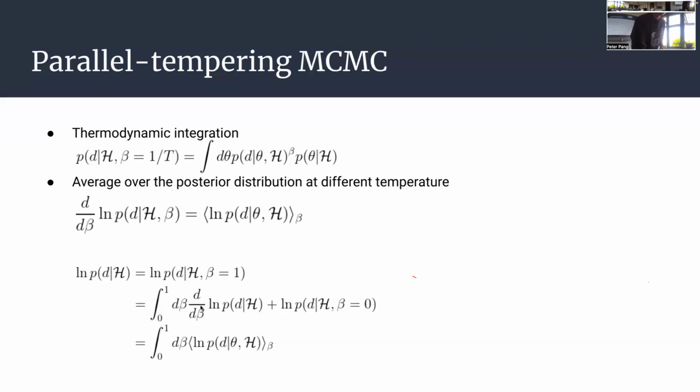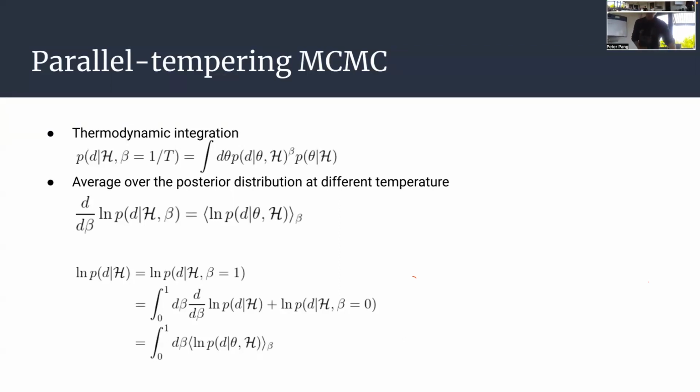And then with some tricks, you can see that the evidence itself can be calculated with an integral. In that case, if you have multiple temperature chains uniform in beta, you can calculate the sample average of this log likelihood across the different chains. You integrate it, then you get your evidence.